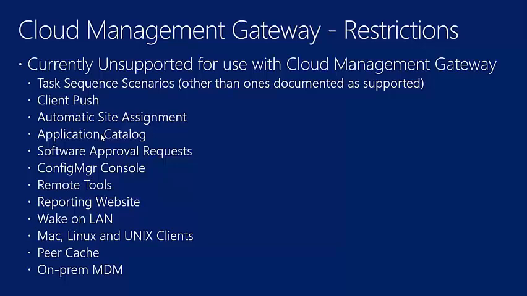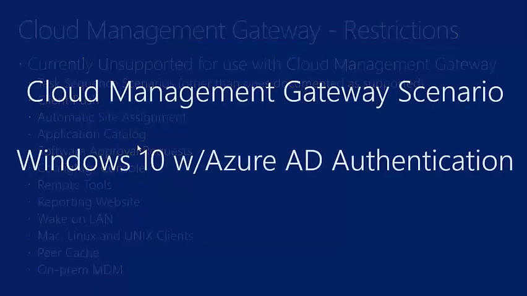And again, changes may be coming in these areas to add further support for additional task sequence scenarios as we go along. Client push, automatic client assignment, the application catalog, different things, remote tools, things you would expect, Wake on LAN, Mac, Linux, all of these different things are not supported. But nothing in this list is really a difficult thing to work with. In other words, the core functionality and more than that of ConfigMgr is fully supported through the Cloud Management Gateway.